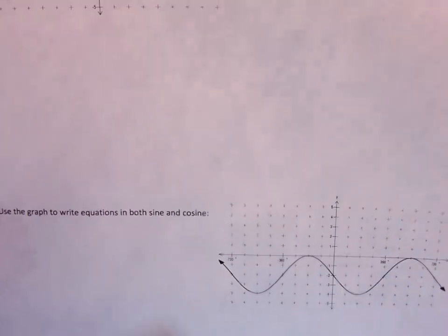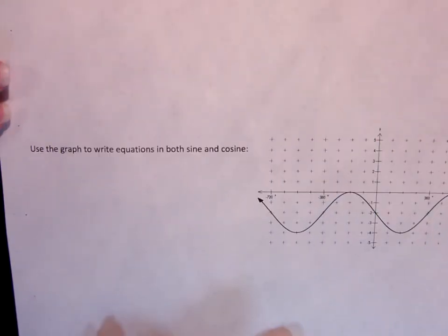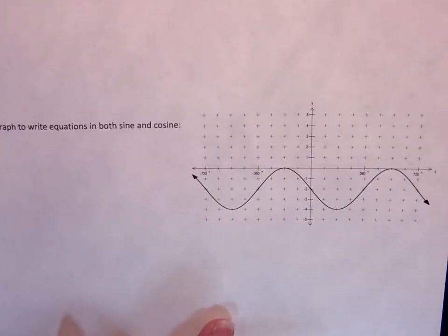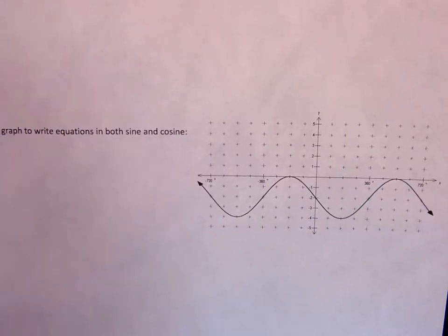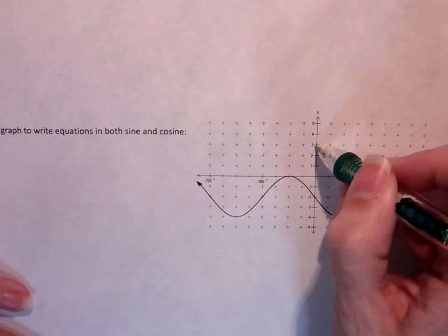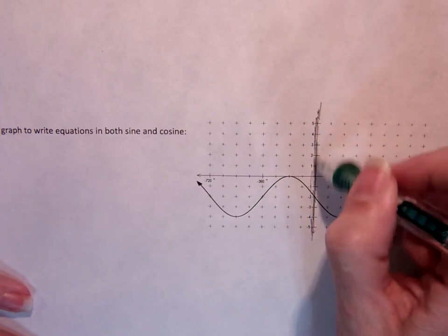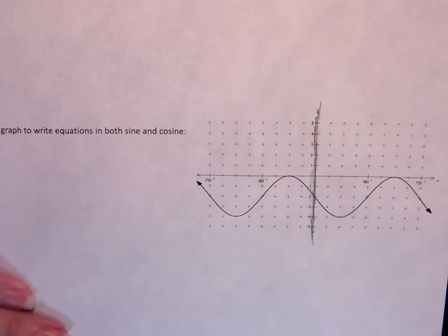Now, what if I've got a graph and no equation? Okay, well the kicker is that it looks like sine and it looks like cosine. So I'm always going to ask you to write both. We always want to look at where it starts from when x is 0. So I'm going to highlight the axis. That's important.